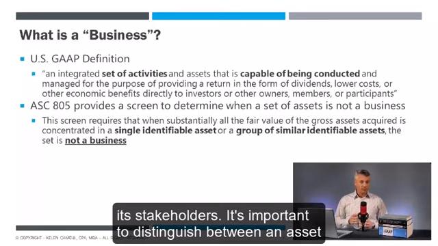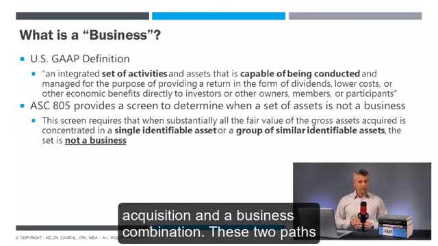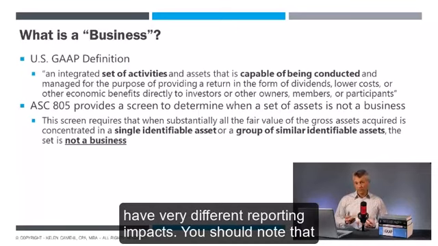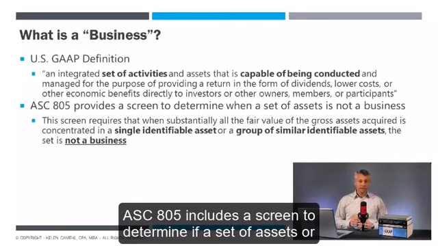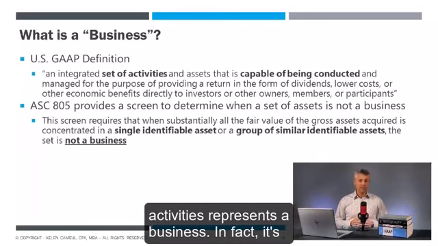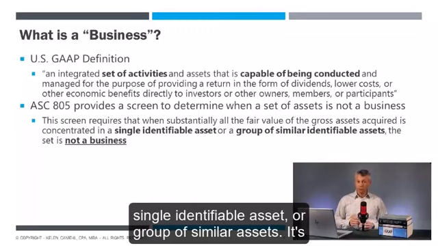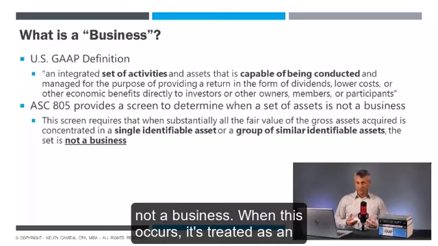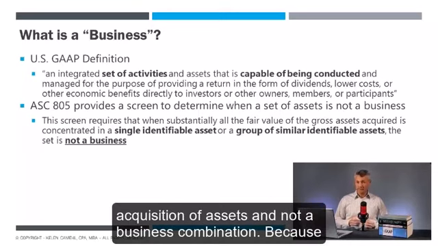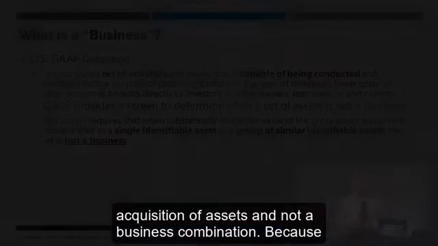It's important to distinguish between an asset acquisition and a business combination. These two paths have very different reporting impacts. You should note that ASC 805 includes a screen to determine if a set of assets or activities represents a business. In fact, if substantially all of the fair value is concentrated in a single identifiable asset or group of similar assets, it's not a business. When this occurs, it's treated as an acquisition of assets and not a business combination.